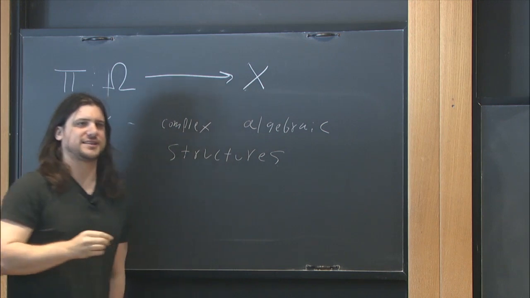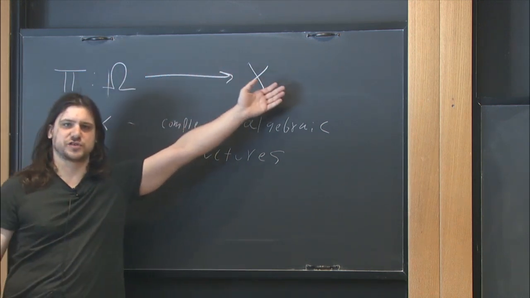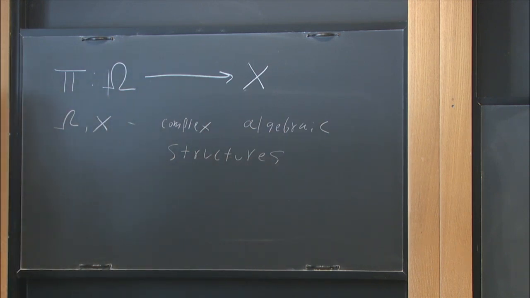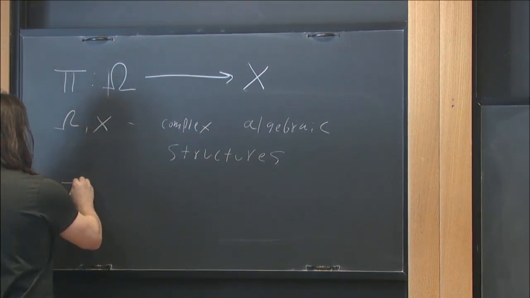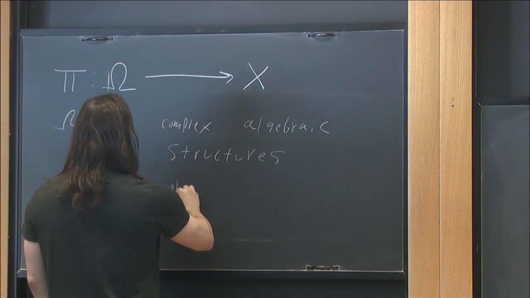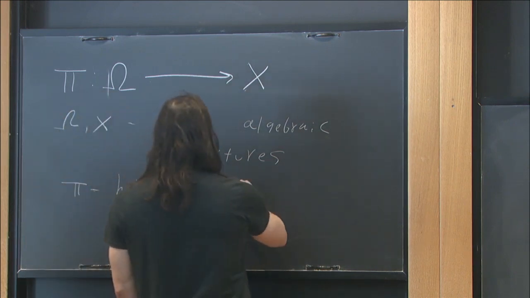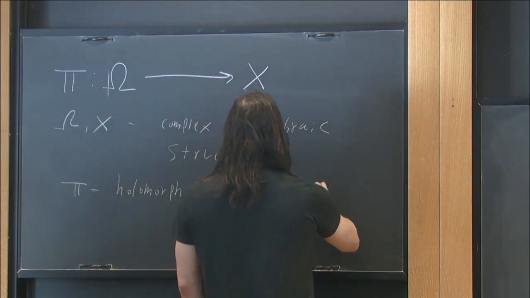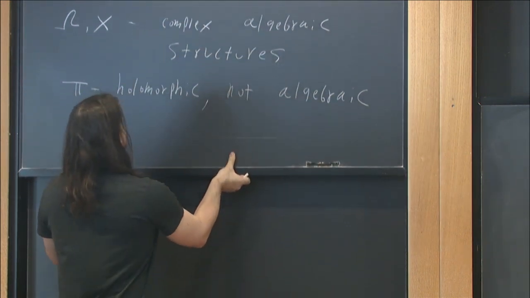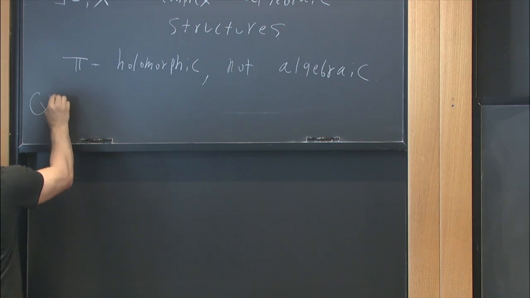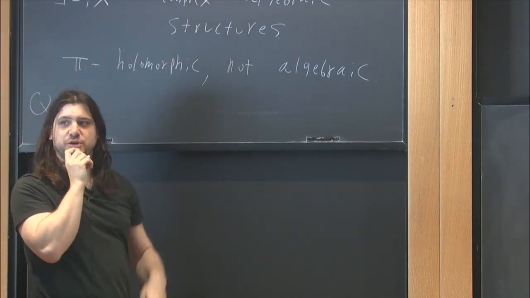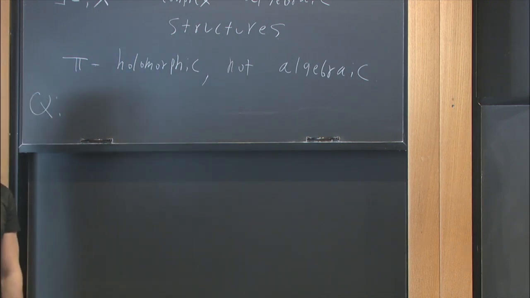What that tends to mean in practice is that they're either algebraic varieties over C themselves, or they're open subsets inside algebraic varieties, one of those two things. And the map pi is holomorphic, but typically not algebraic. And then the question that I want to talk about is, to what extent do the algebraic structures between omega and X interact?